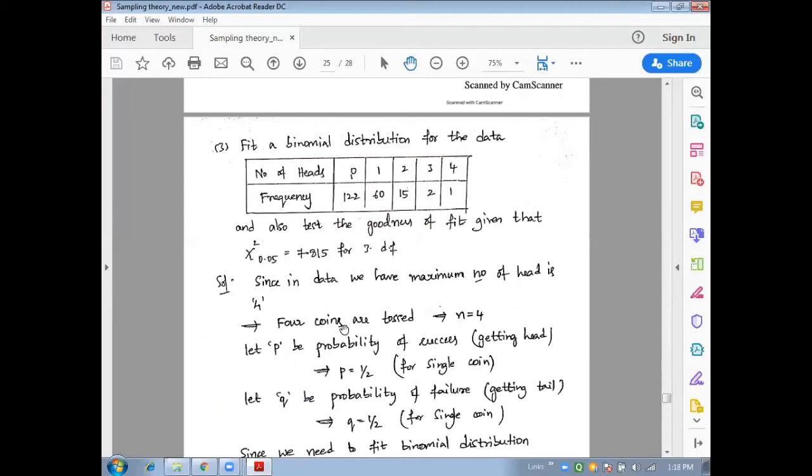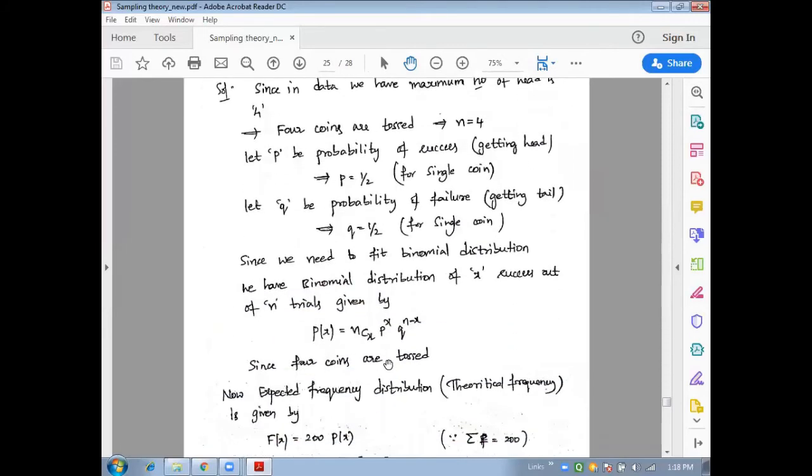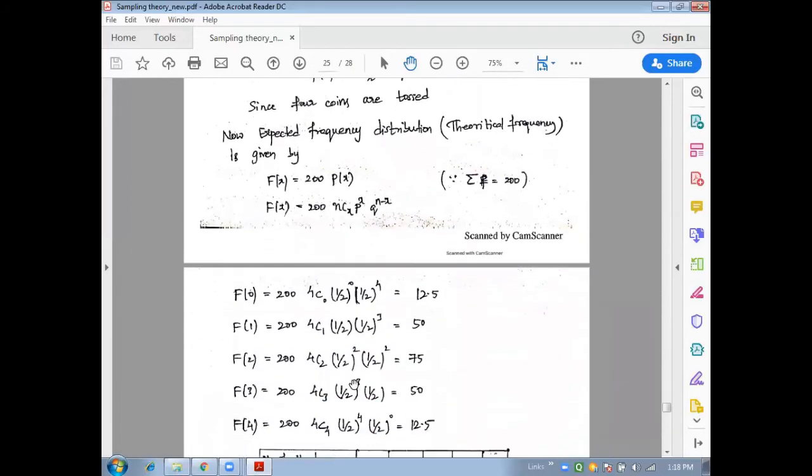So here also we are tossing coins. The number of coins tossed here is n equal to 4. The value of p is the same as the previous one: p is equal to half and q is equal to half. What is your binomial distribution? P of x equals nCx, p to the power x, q to the power n minus x. They have given here that 4 coins are tossed 200 times. Therefore, we have to take the expected frequency f of x equal to 200 into P of x. Again, substitute the P of x equation here, and we get it like this.